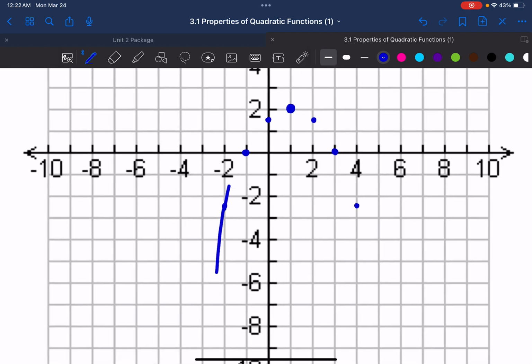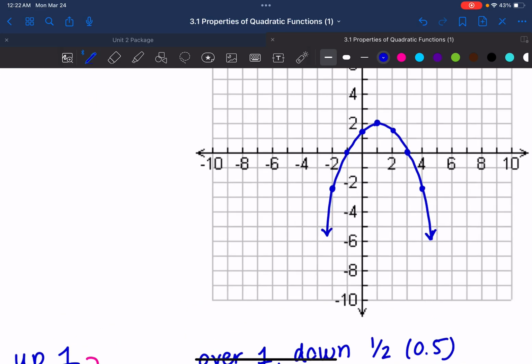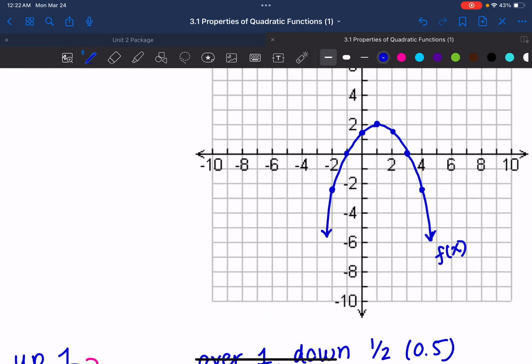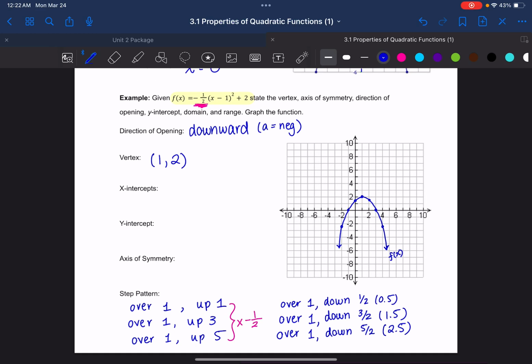So I'm just going to connect the points that we've got here. Okay, and just draw some arrows to indicate that it's continuing on. Make these dots a little bigger. And now I've got more than enough of a visual to see what is going on with this parabola to name some of its key characteristics.